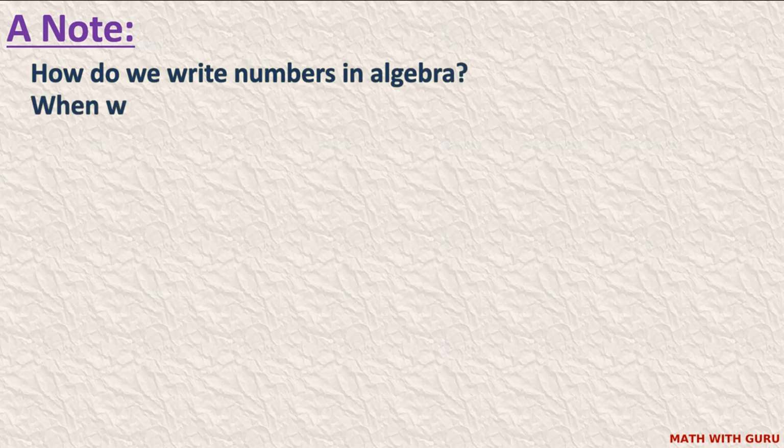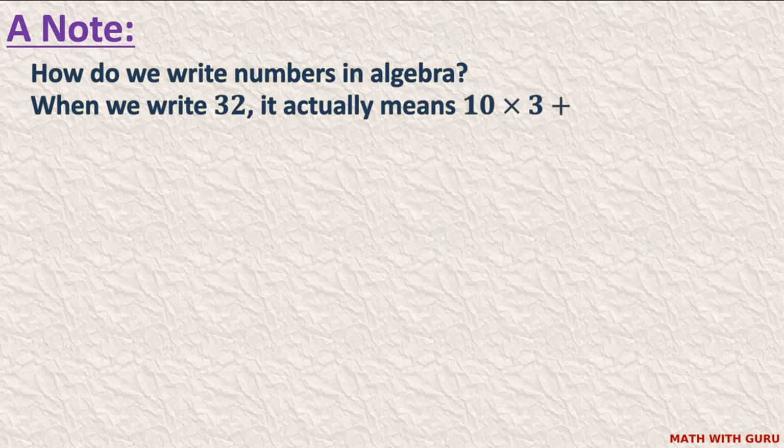A note before we proceed. How do we write numbers in algebra? When we write 32, it actually means 10 times 3 plus 1 times 2. Place value of 3 is 10, place value of 2 is 1.